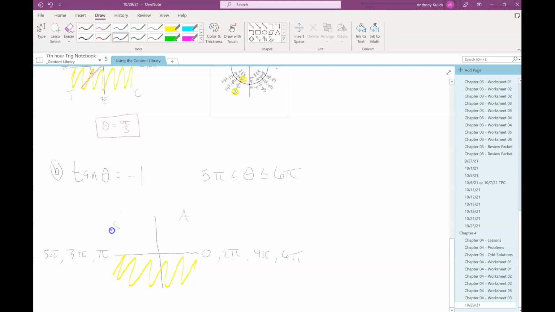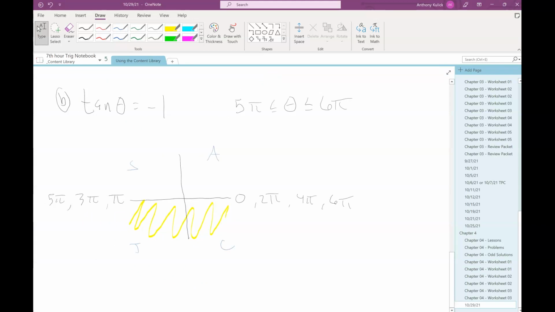So I'll do all silly turtles crawl. Tangent is negative in quadrant 4. Good. So now I'm going to draw my angle. So to get there, I go one full time around to 2 pi, another full time around to 4 pi, and then around to my answer. Is everybody okay with that?